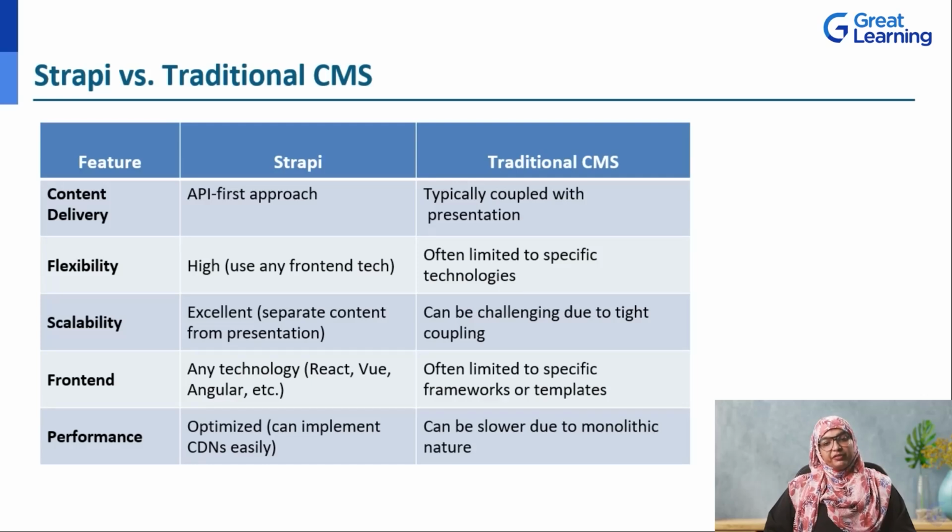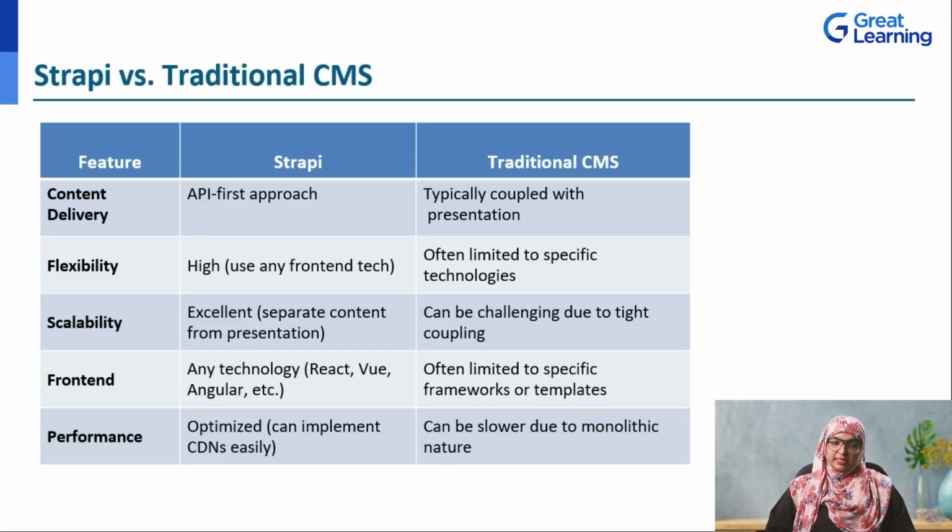Here in your traditional CMS, it is typically coupled with your presentation, right? Obviously, the content repository and the presentation are coupled in your traditional CMS. So the content delivery is happening with that coupling between your repository and your presentation, right? Flexibility is high. Use any front-end technology, like you have your mobile apps, you have your website apps, you have your voice assistants. You'll be able to use any of your front-end technologies, whereas your traditional CMS is often limited to specific technologies.